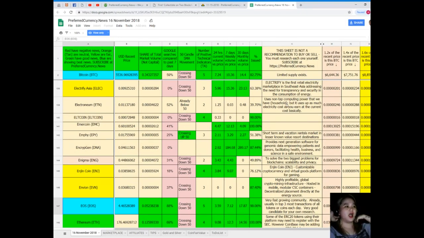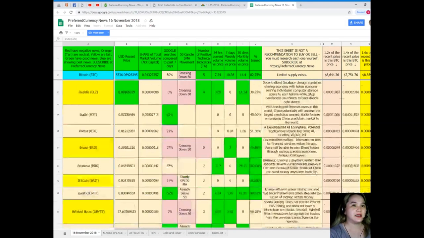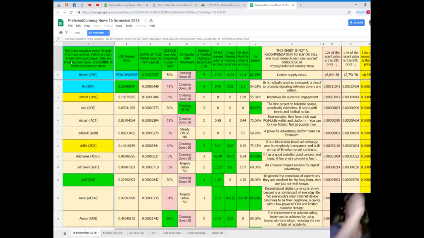Now, guys, let me show you. The first column of the spreadsheet has the names of the tokens and coins. It's complete. Now, you might be asking, why is it colored? Not all are colored green, not all are colored yellow. Red have negative news, orange and tan are neutral, yellow are fair, green have good news, and blue are showing the best news.